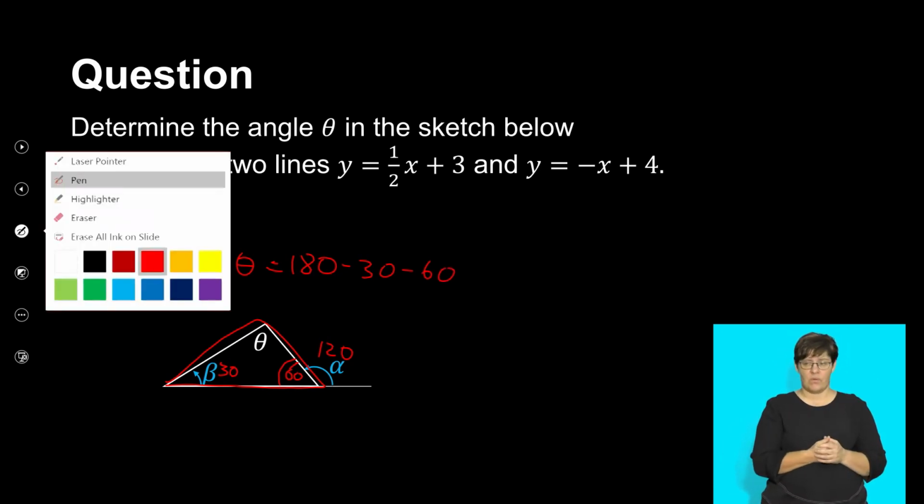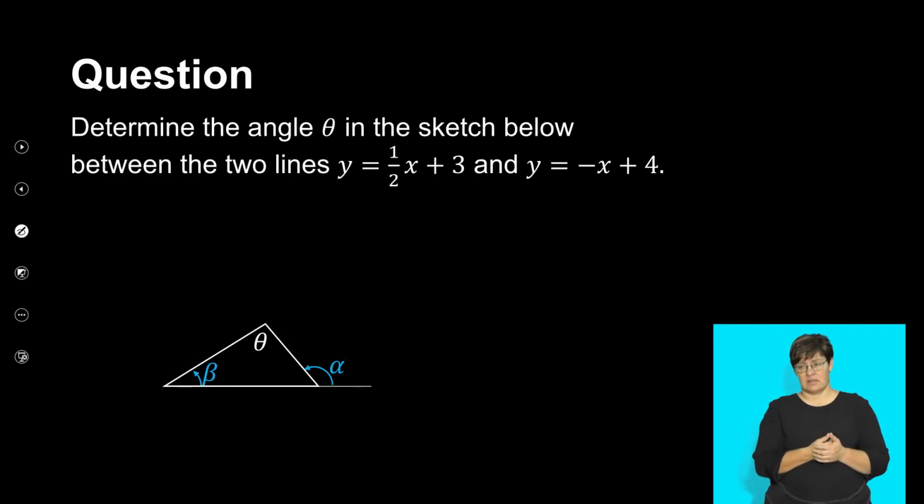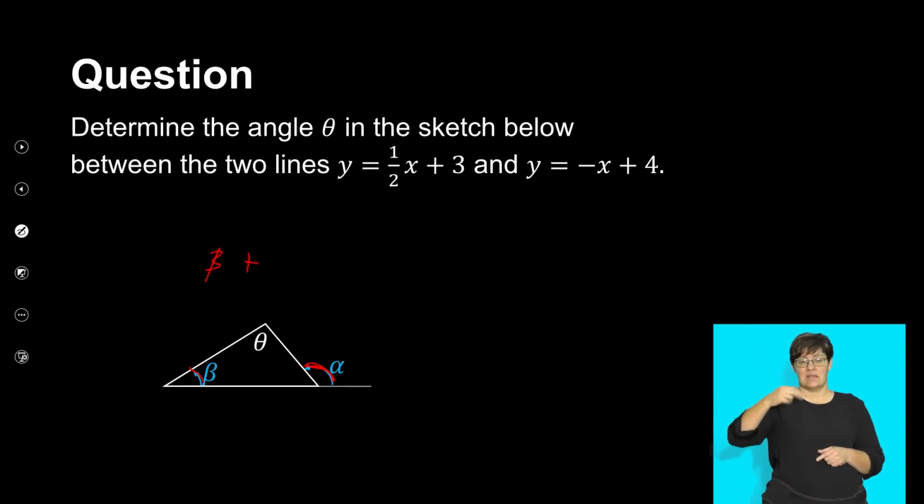Alternatively, and this is what I would prefer you guys to do, but either way it's going to get you to the answer, does everybody see that alpha is the exterior angle of this triangle? And so what do I know? That beta plus theta is equal to alpha.